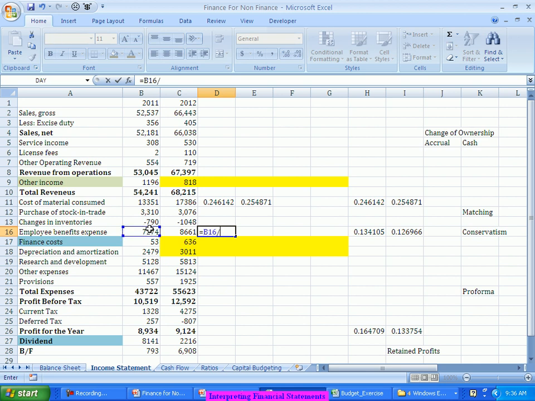Employee benefits, I can do the same thing. My employee benefits were 13% earlier, whereas it has come down to 12.69. So, probably employee cost has come down for every rupee. Any analysis, if you see, what did we do? Employee cost by revenues. That number has come down. The only way it can come down is if the numerator is lesser compared to the denominator.